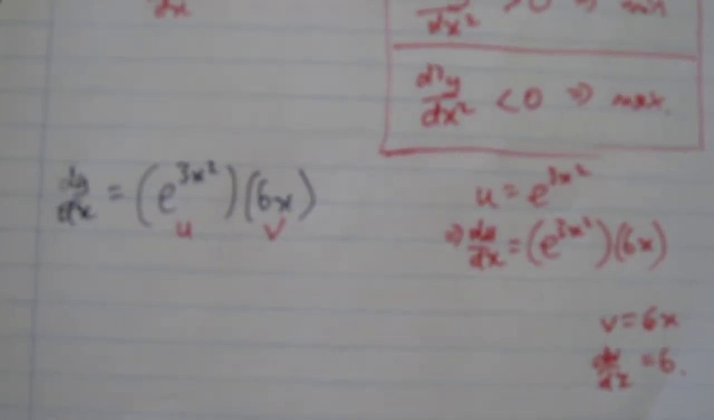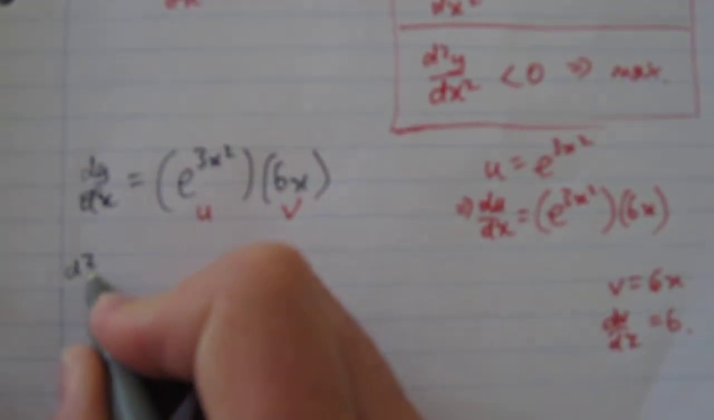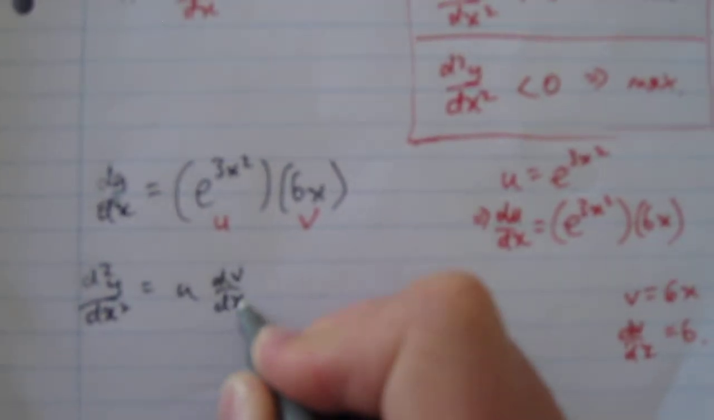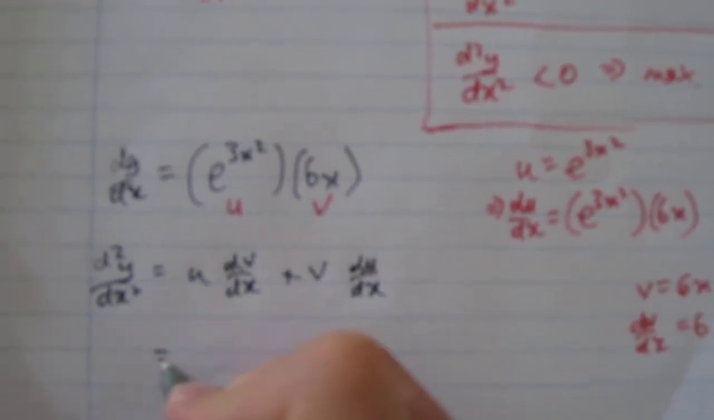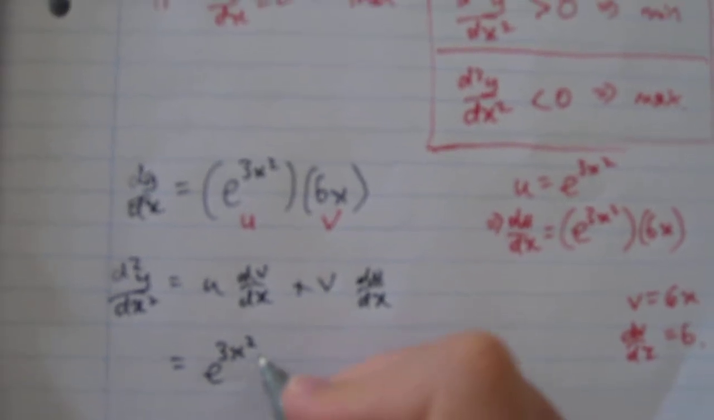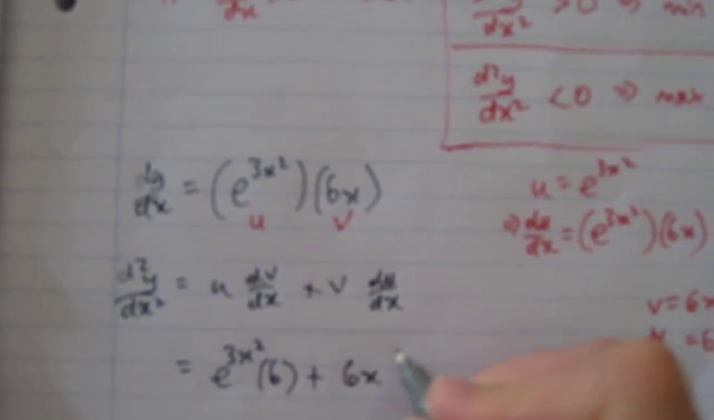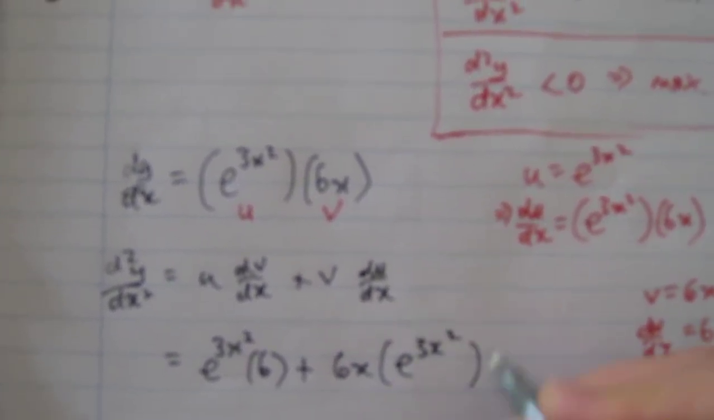Alright, so we start filling in. The second derivative, d2y/dx squared, is going to be u times dv/dx plus v times du/dx. So that's u, e to the power 3x squared, times dv/dx, which is 6, plus v, which is 6x, times du/dx, which is e to the power 3x squared times 6x.